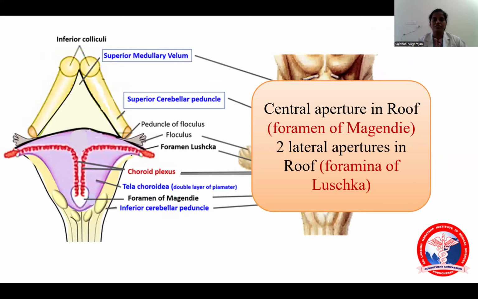Now there is a central aperture in the roof, that is the foramen of Magendie. There are two lateral apertures in the roof, which are called foramina of Luschka. So these lateral apertures are called foramen of Luschka, and the central aperture in the roof is called the foramen of Magendie. In this picture, we can also see the superior medullary velum between the superior cerebellar peduncles.